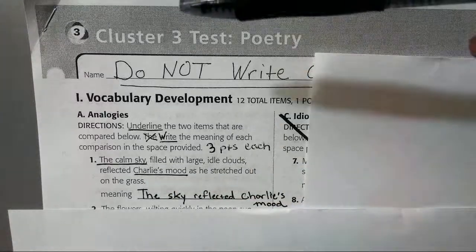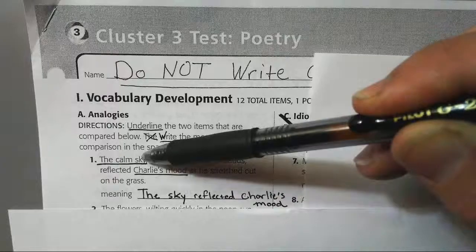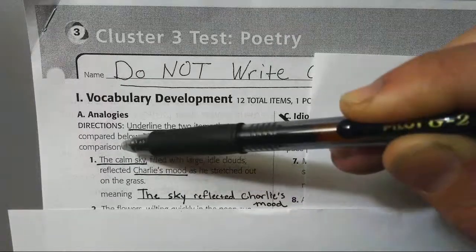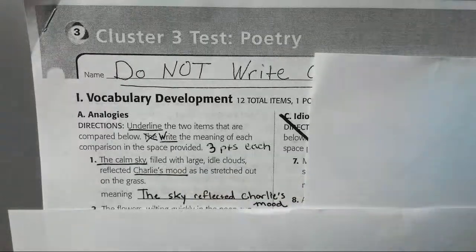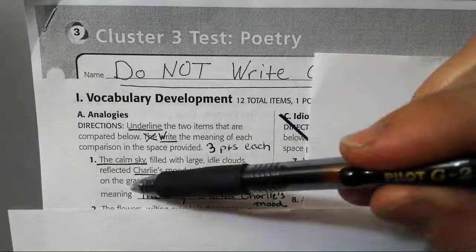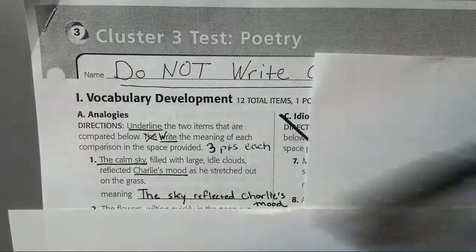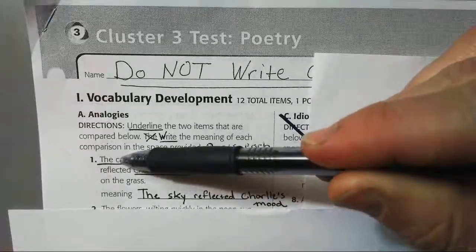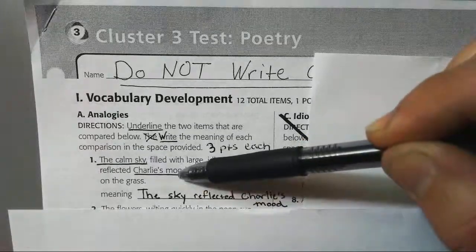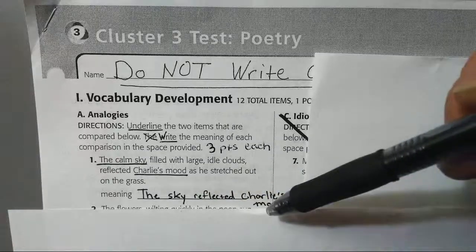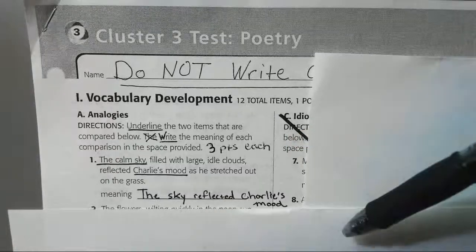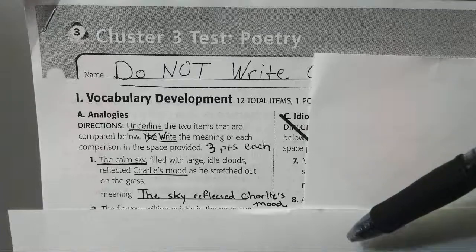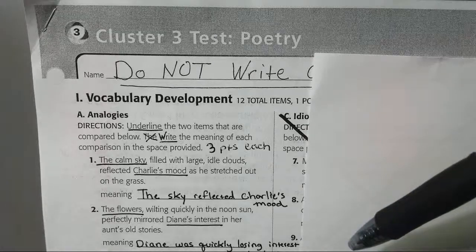Okay, so what two things are being compared? The calm sky and Charlie's mood. If you just put sky or mood, that's fine. The meaning: the sky reflected Charlie's mood, or something close to it. Okay, so a point for getting the first comparison, a point for getting the second comparison, a point for getting the meaning. Okay, 3 points. Alright, moving on.